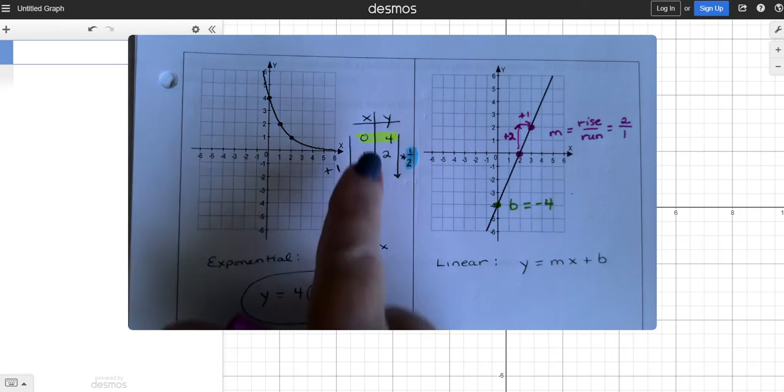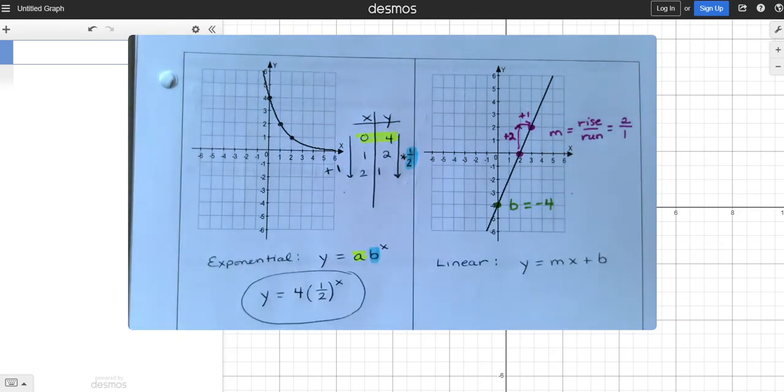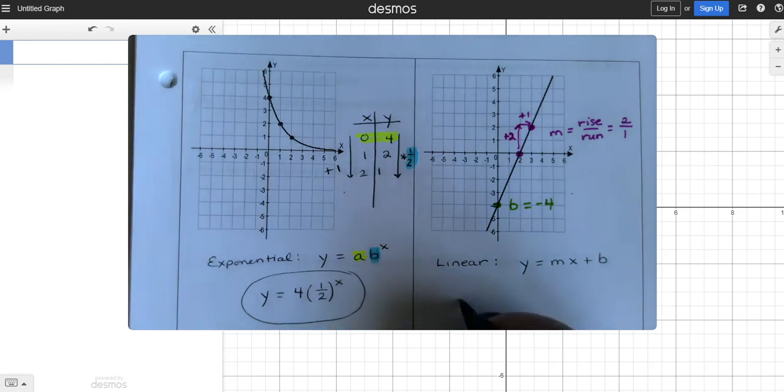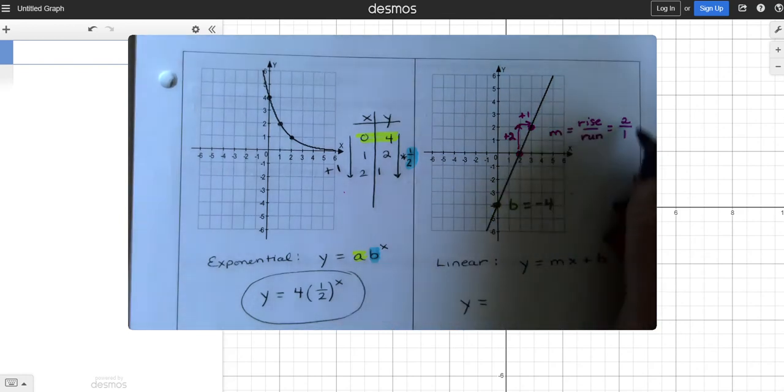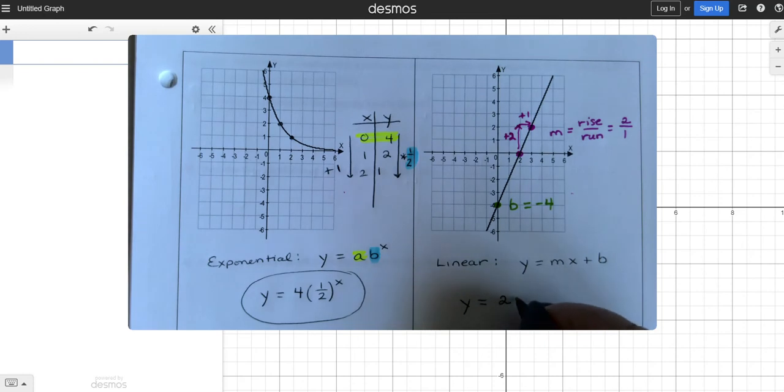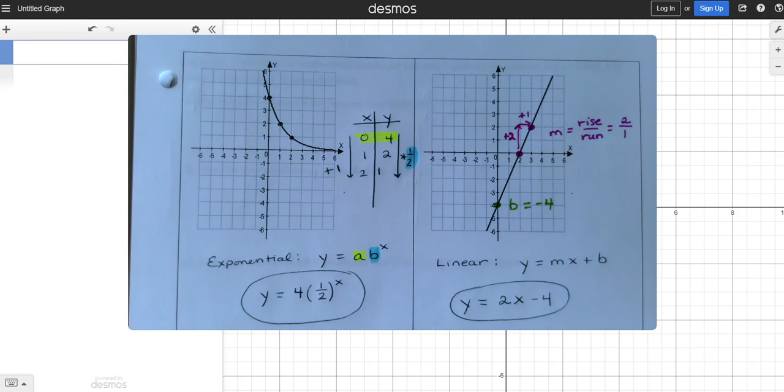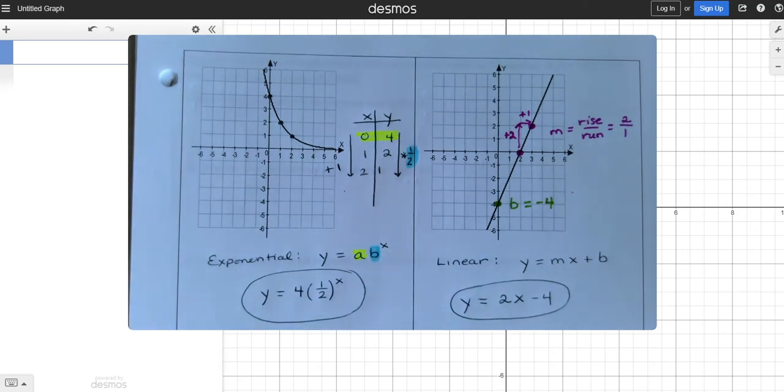Now, if you'd rather make a chart like this and identify the slope that way, you absolutely can do that, but it's not really necessary when you have a graph. So my equation is y equals m, which is 2 over 1, or just 2, times x, and then the b is -4. All right, so my hope is that you can identify linear versus exponential functions, certainly from a graph, but also from a table of values, and use those to come up with the actual equation for the function that you're looking at.